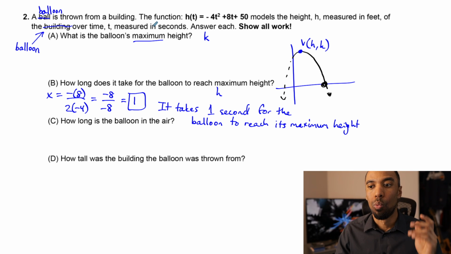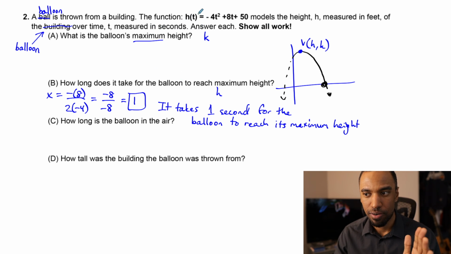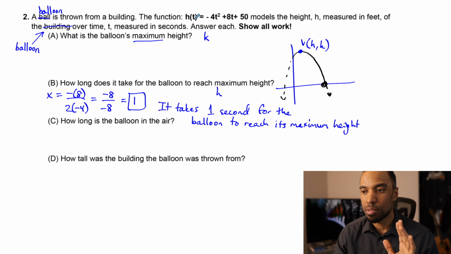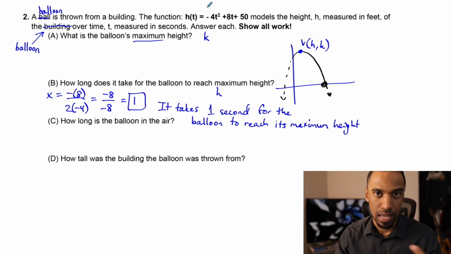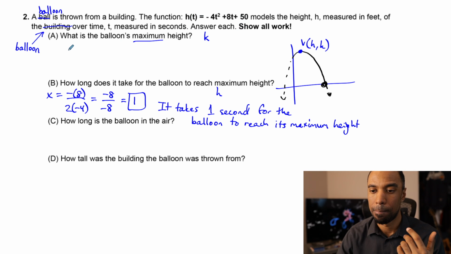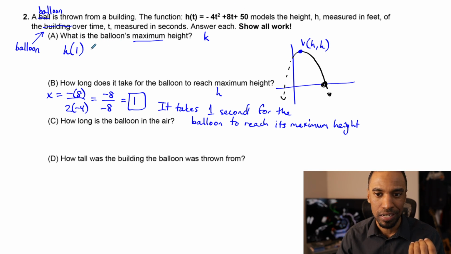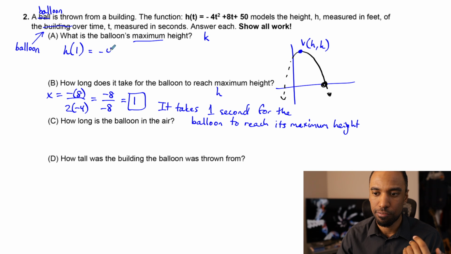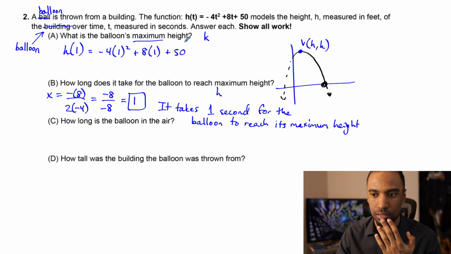1 second. What is the balloon's maximum height? Well, now we get to substitute 1 in for t. We substitute 1 in for t, and then we'll figure out the height from that. And that will be the tallest height. That's at the vertex there. So h of 1, I'm going to use a different color after this. I'm getting blue blind. h of 1 equals -4 times 1 quantity squared plus 8 times 1 plus 50.